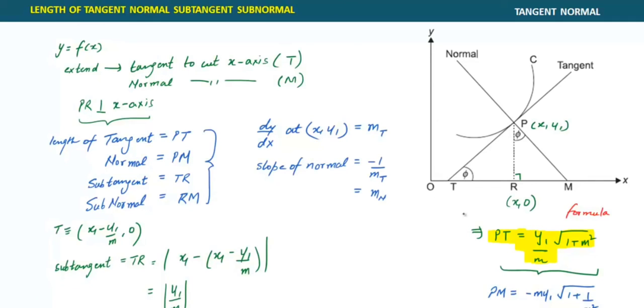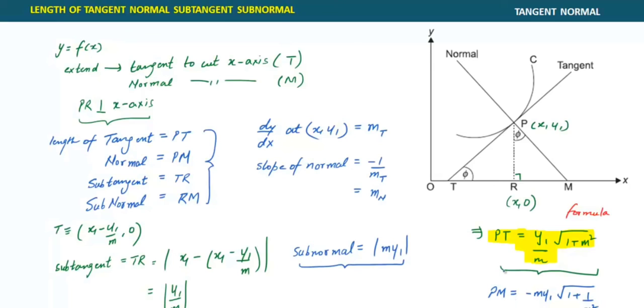And similarly, as I told you to figure out the formula for normal, though you can solve it on your own, I am again telling you the trick. If I have asked you subnormal, and you know that the formula for subtangent is y1 by m, replace m by minus 1 by m, and this will become modulus of y1 m. So this is the answer for subnormal. That is how you figure out subnormal, subtangent, length of tangent, length of normal.